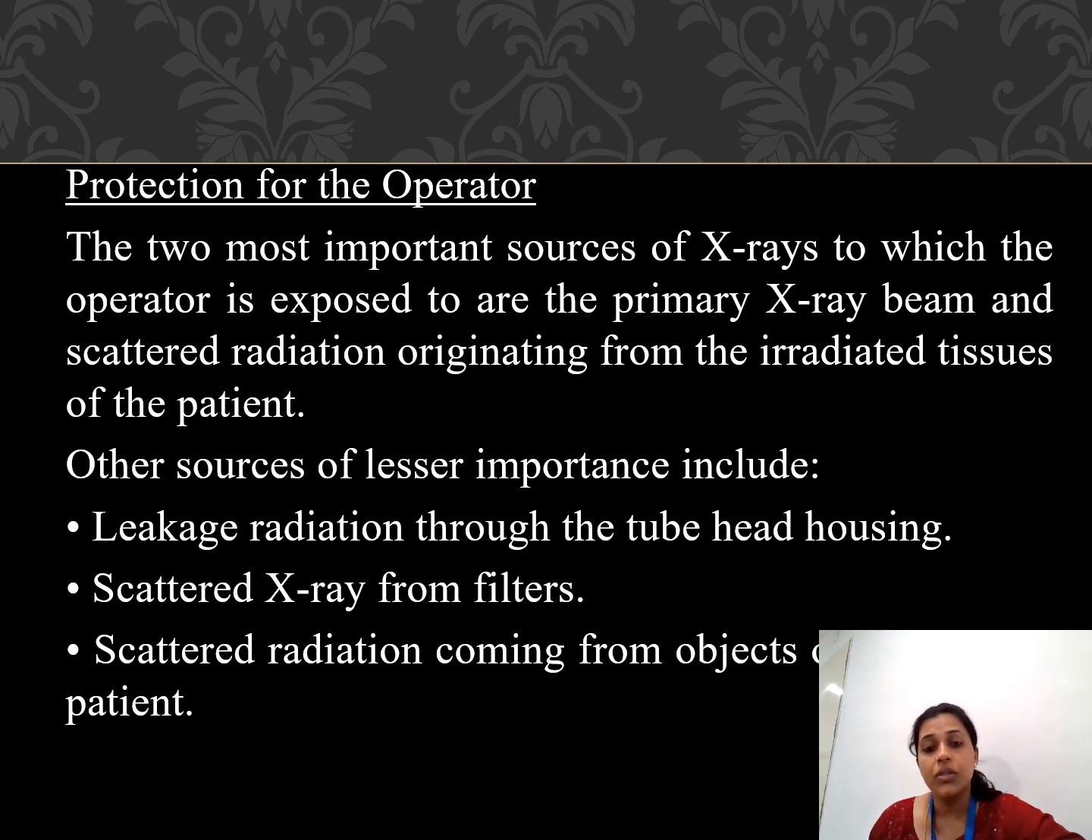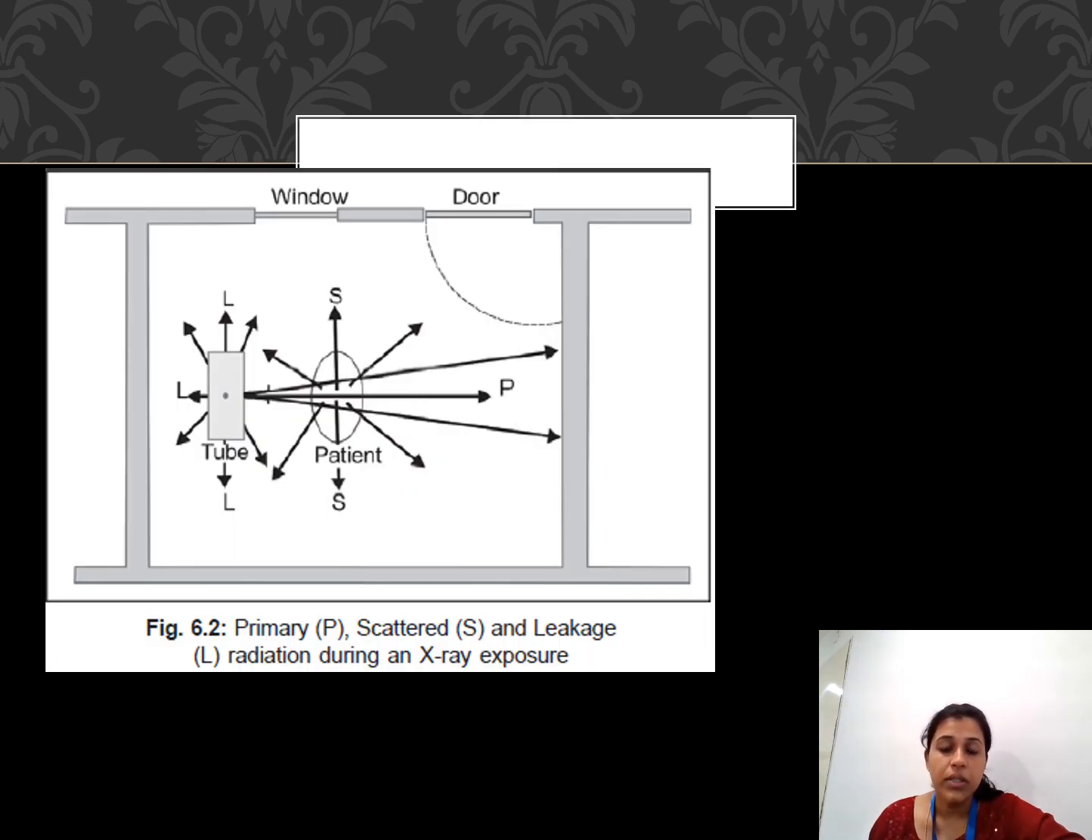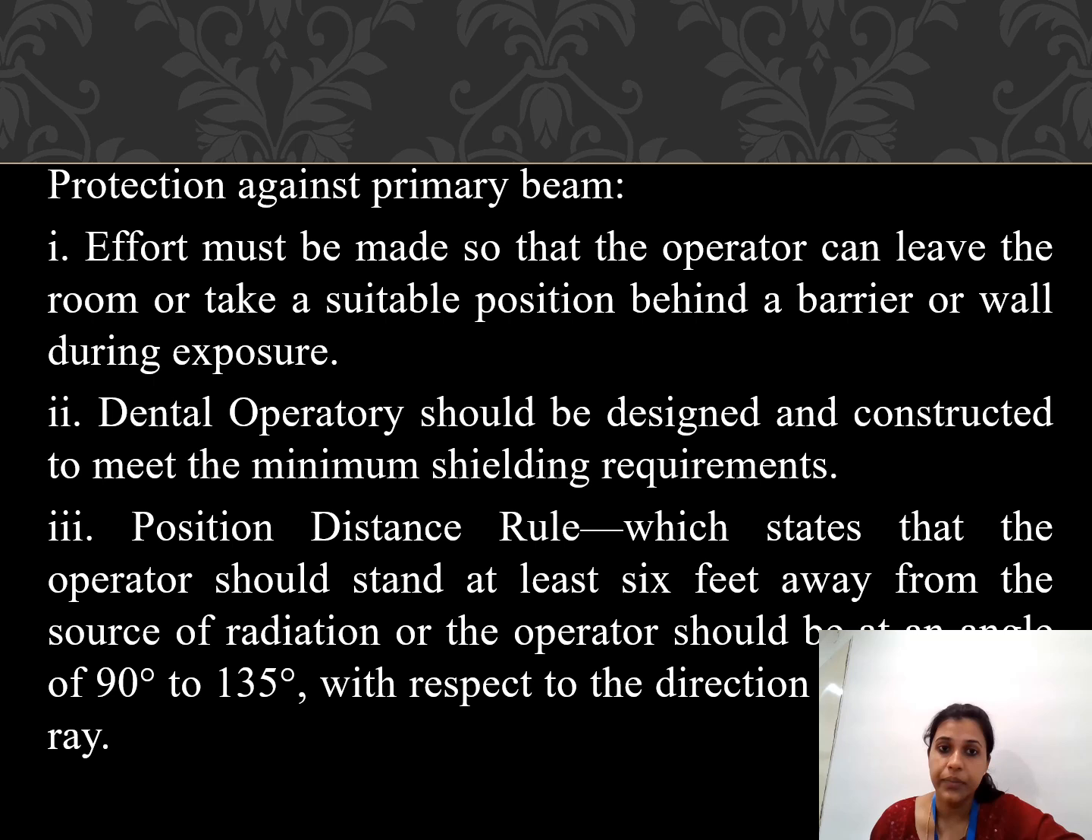So there are other sources of lesser importance. Those are leakage radiation or stray radiation. So leakage or stray radiation is radiation from the X-ray tube housing, and scattered X-ray from the filters, and scattered radiation coming from objects other than the patient. So these are the main sources of radiation for the operator. So this is a pictorial representation of each one: primary, scattered, and leakage radiation during X-ray exposure.